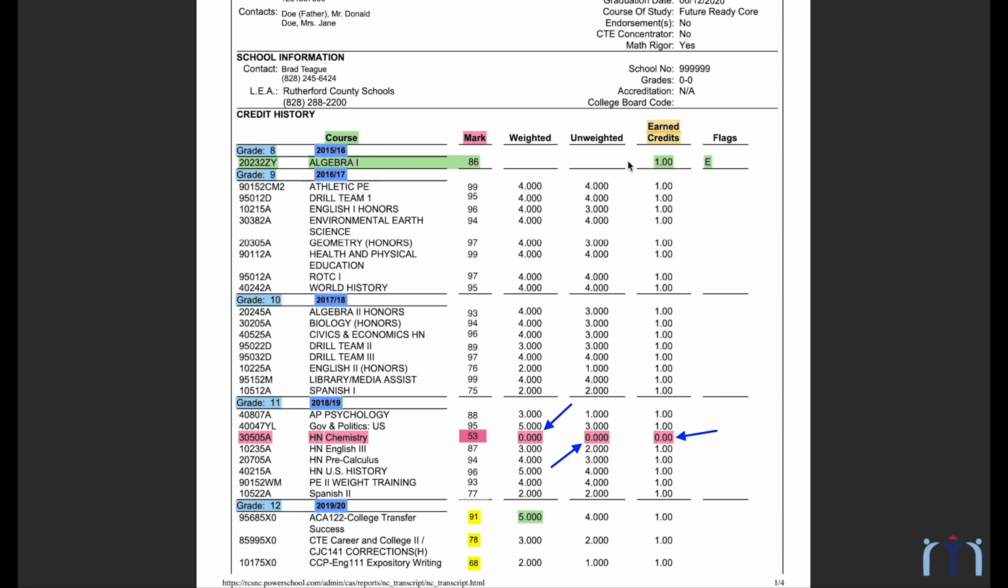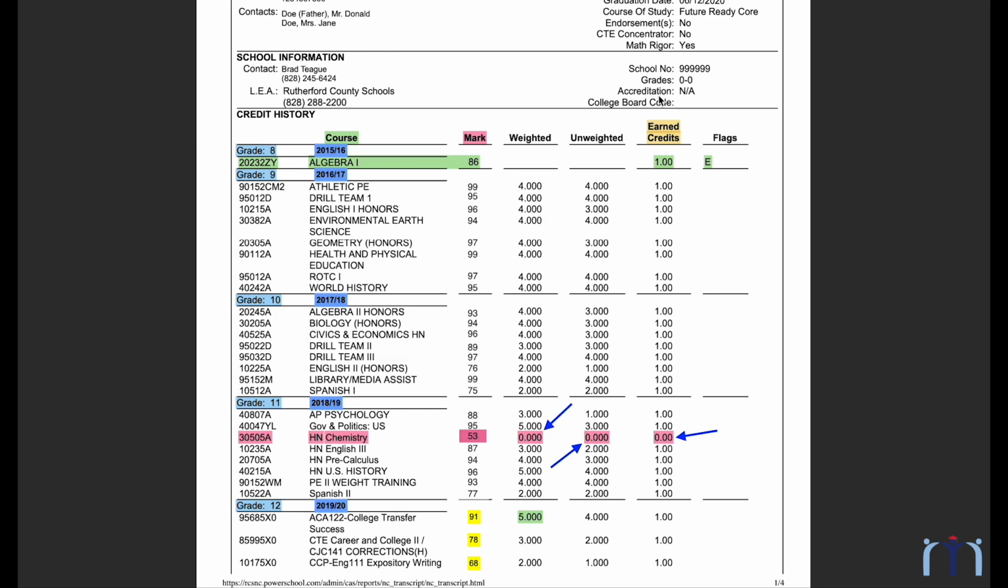If the class is accelerated, which we will talk about a little bit further down in this transcript, making it an honors, an AP, or an online college course, the weighted point could be more than a 4.0 if they receive an A.